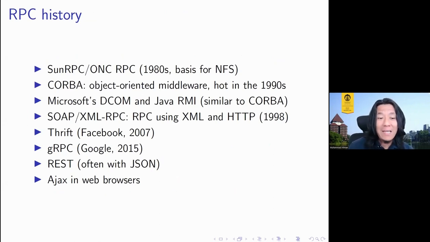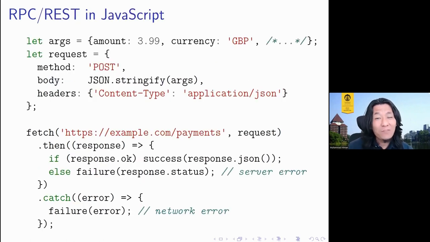You might not know CORBA or Sun RPC, which are so old, but in today's course you probably know REST or AJAX. I think those are the most current and common technologies used by students to create any kind of web service nowadays. All right, this is one example of REST in JavaScript. REST is also considered RPC.